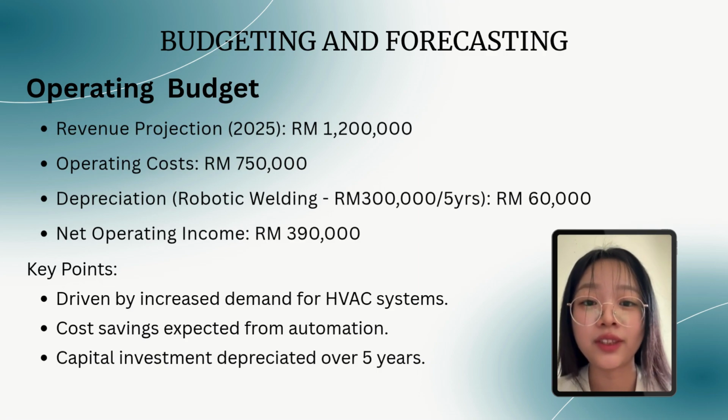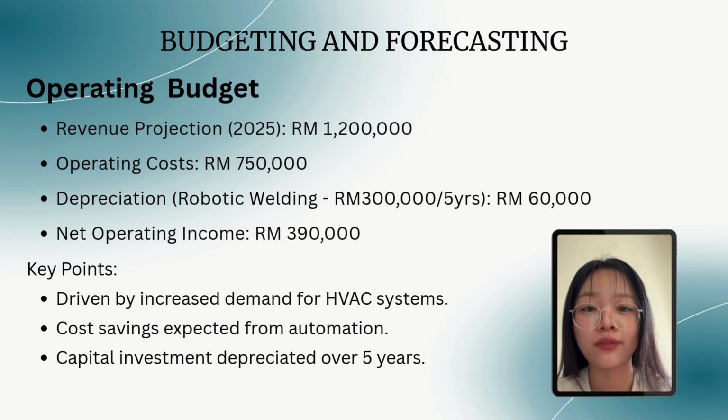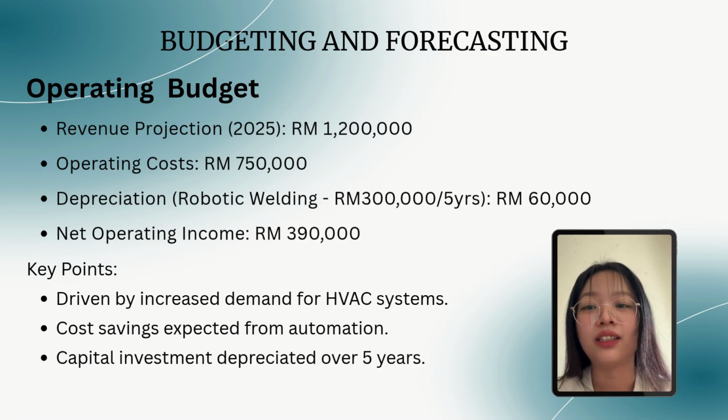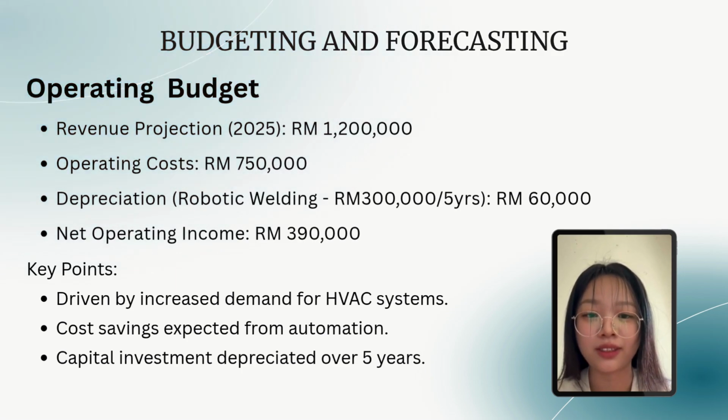The projected revenue for the first year is 1.2 million ringgit based on anticipated demand growth in the HVAC industry, especially for hospitals and green certified buildings. Operating costs are expected to be 750,000 ringgit, covering direct labor, materials, and overhead. Additionally, there's a depreciation cost of 60,000 ringgit per year for robotic welding equipment, which was capitalized at 300,000 ringgit and depreciated over 5 years. After all expenses, the net operating income stands at 390,000 ringgit. This suggests that expansion could be financially viable.